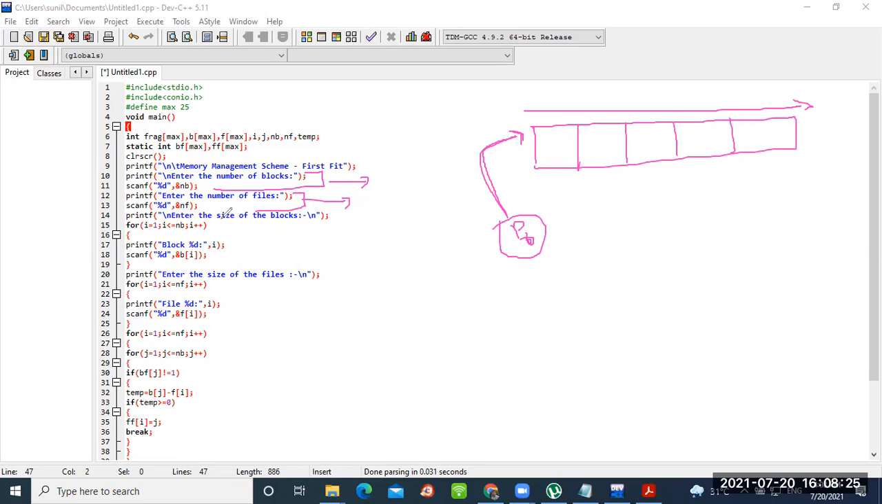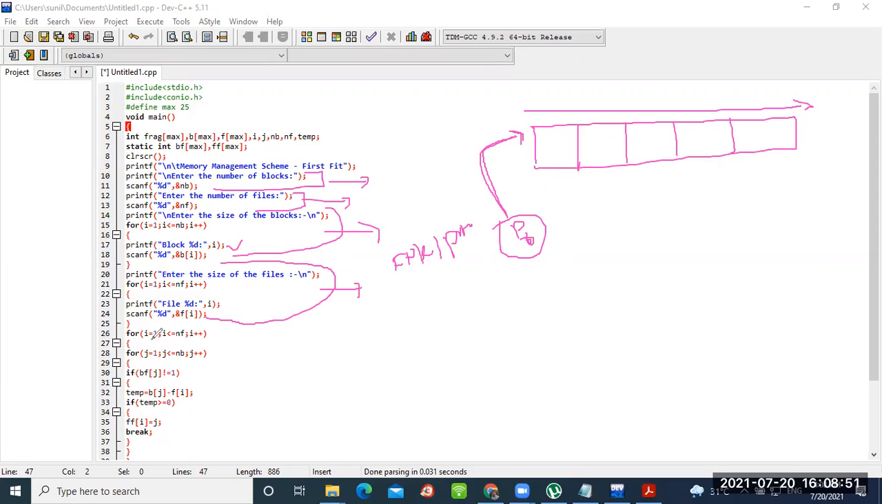Then we give the block size. The block size is assigned. Similarly, we have to assign the file size. Now this particular code, from here to here, what is it doing? It is assigning the block size. Similarly, from here to here, it is going to assign your file size or process size. Remember, file and process are the same here. If I say file, it is equivalent to process.